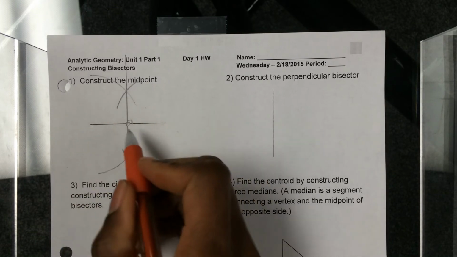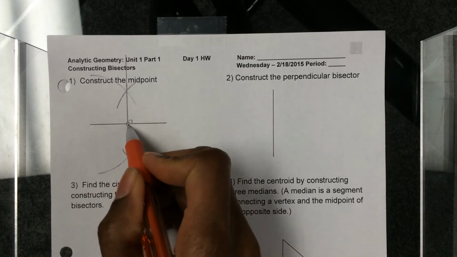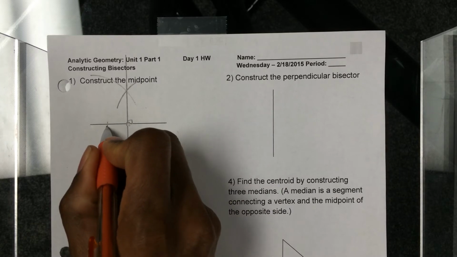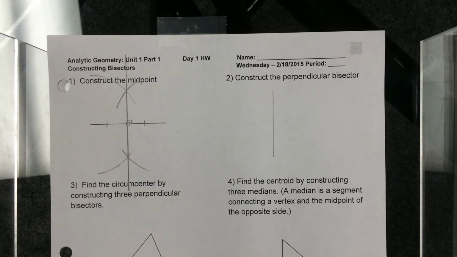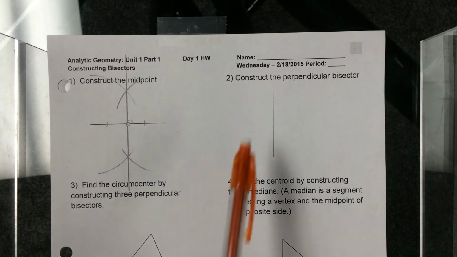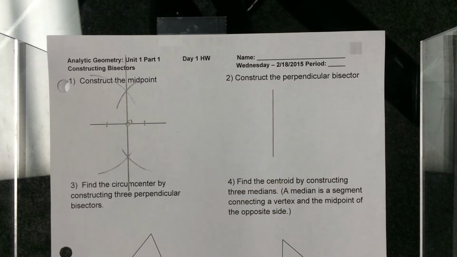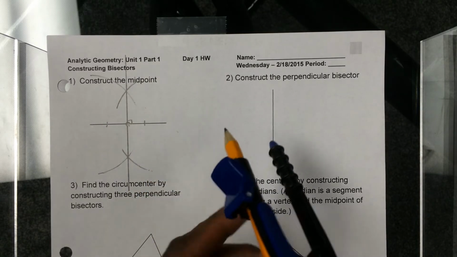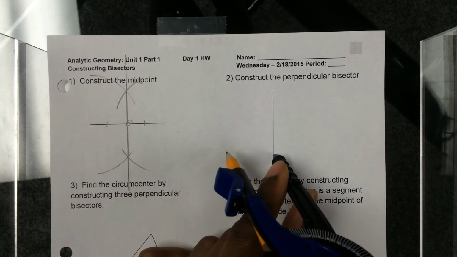Alright, so it said construct the midpoint. This intersection point right here is the midpoint. So this side and this side will be congruent to each other. So when we do problem number 2, it's going to be the exact same thing, because what we constructed in the first place was in fact the perpendicular bisector. So we just get to practice.